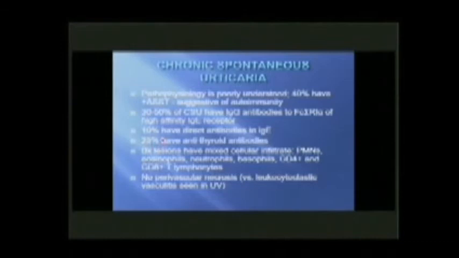25% have anti-thyroid antibodies. This percentage clues us in to why a lot of these patients get thyroid function testing as a routine part of their evaluation. The biopsies for these chronic lesions show mixed cellular infiltrates, which include polymorphonuclear cells, eosinophils, neutrophils, basophils, and different subtypes of T lymphocytes, namely the CD4 and CD8 populations. And again, the differentiating key finding in chronic spontaneous urticaria is the absence of perivascular necrosis, whereas in urticarial vasculitis, perivascular necrosis is seen on biopsy.